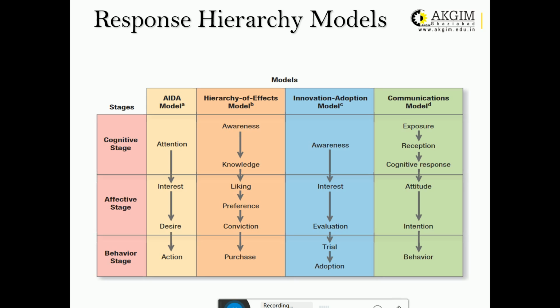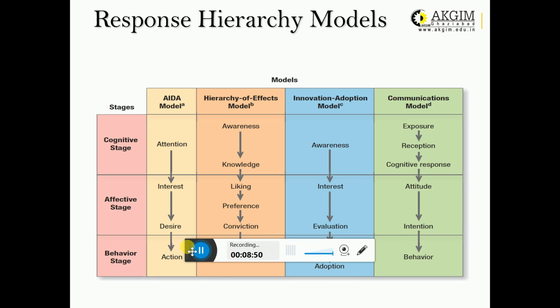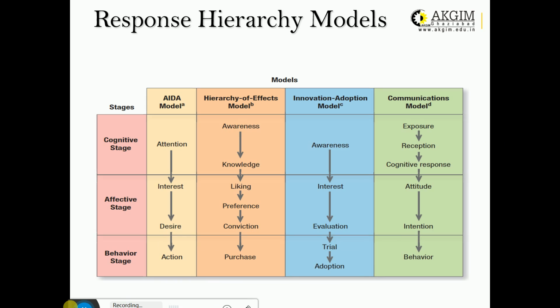So the first model is the IDA model. Under this IDA model, these 4 steps combinedly talk about 3 stages: cognitive, affective, and behavior. Cognitive is more related to the information processing part of a consumer. Affective is more of a feeling part, which is not visible, and behavior is an action part, which is visible, a purchase or an action taken by a consumer.